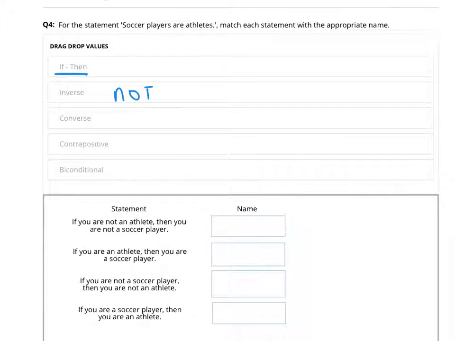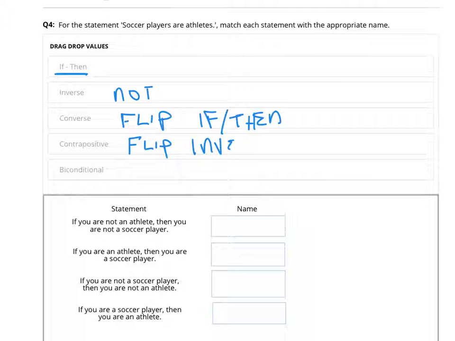The converse is we're going to flip the if-then statement. So you're just going to flip it, end for end. The contrapositive, you're going to flip the inverse. So take your inverse with the words not and flip that. And then lastly, your biconditional is, it's going to say like, it's raining today if and only if, okay? So you're going to have the words if and only if in your biconditional, all right? So you're just going to drag and drop.